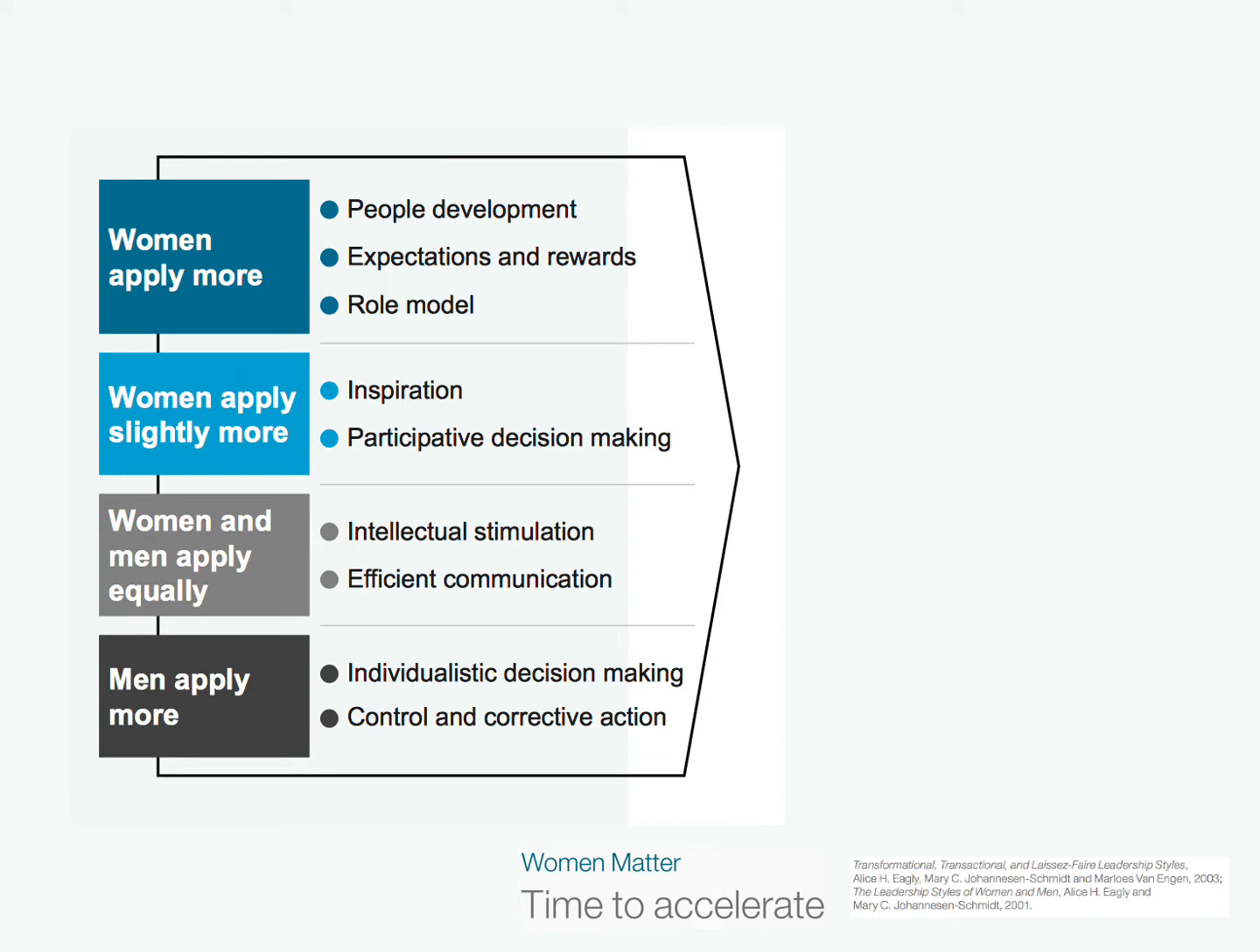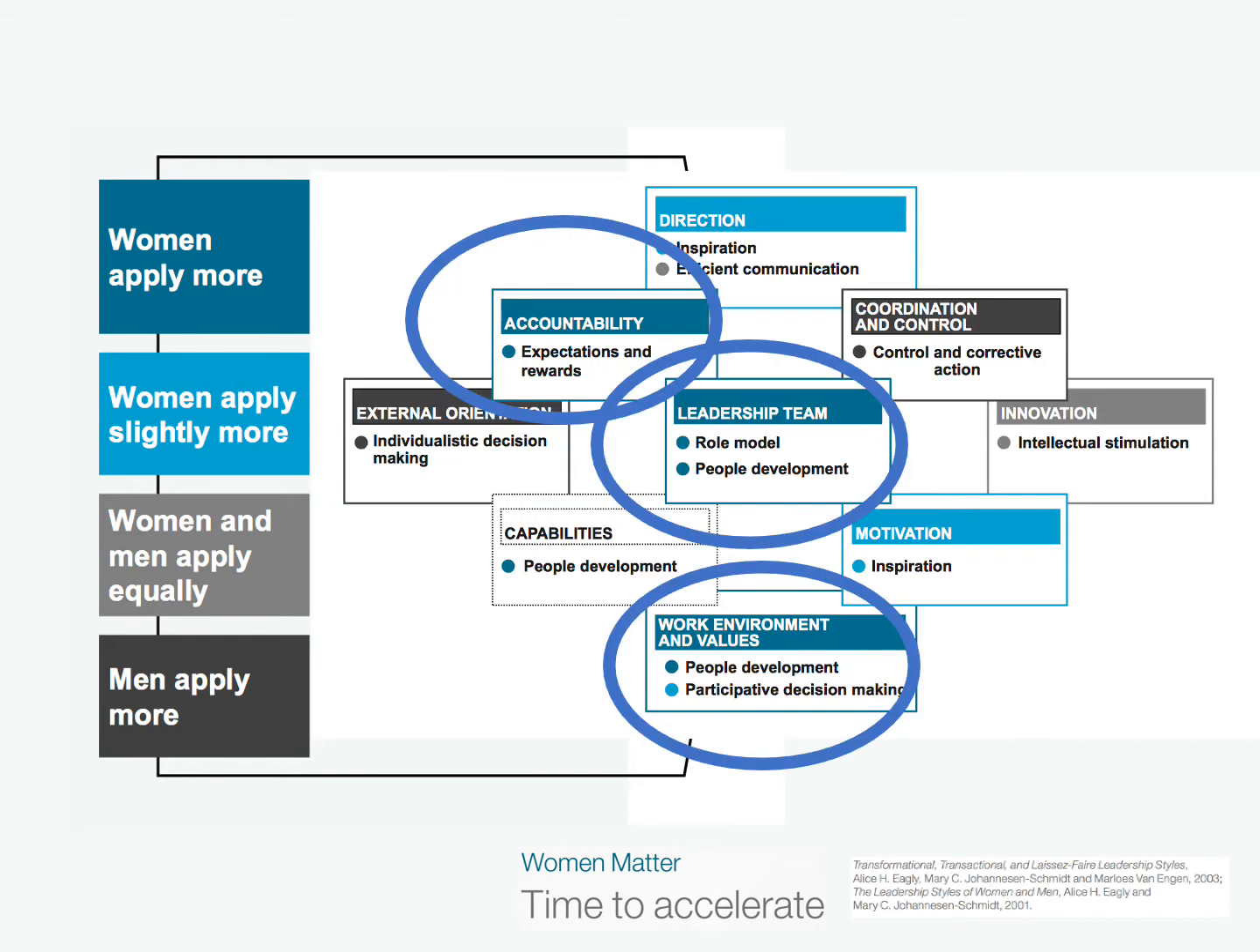Diverse leaders apply different leadership behaviors. For example, women leaders tend to apply more people development, expectations and rewards, and offer more role modeling. They apply slightly more participative decision-making, while men tend to apply more individualist decision-making and more control and corrective action. This isn't to say that one leadership style is better than another. It's more to encourage a diversity in leadership styles. Increasing diversity in leadership styles improves 3 main performance parameters: accountability, effectiveness of leadership teams, and the work environment and values.